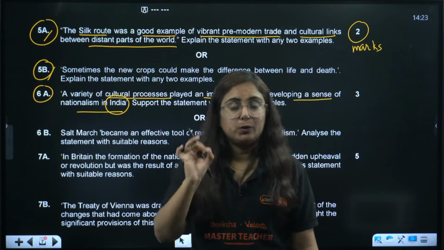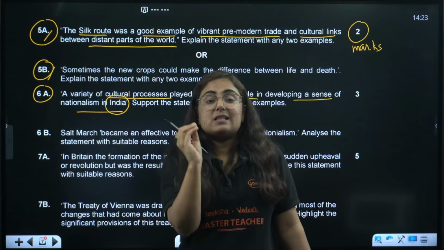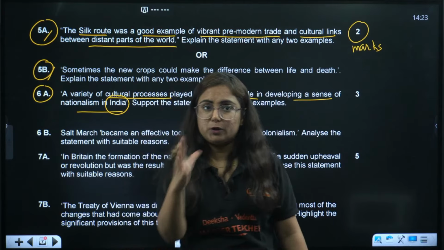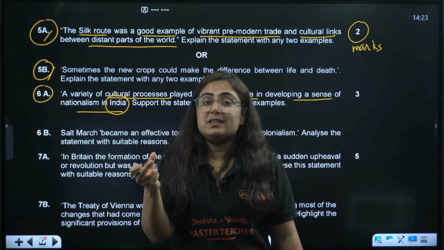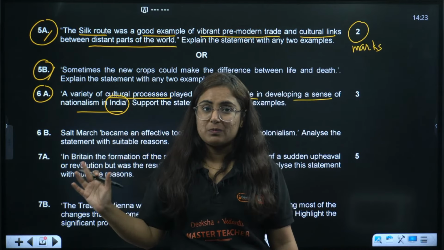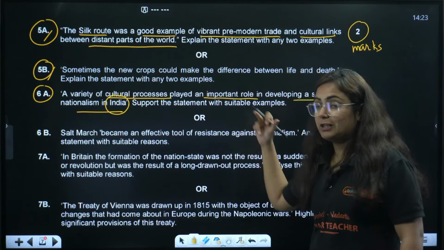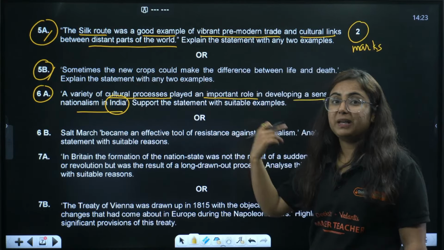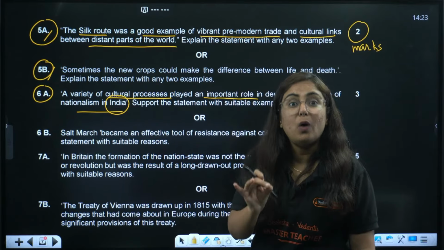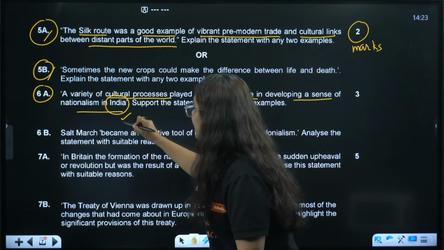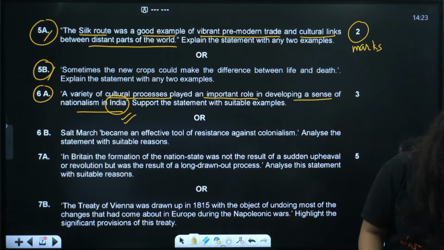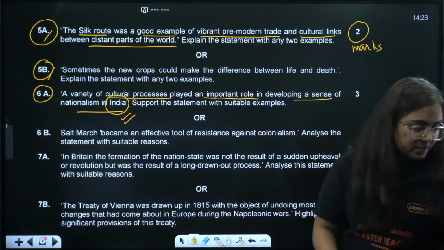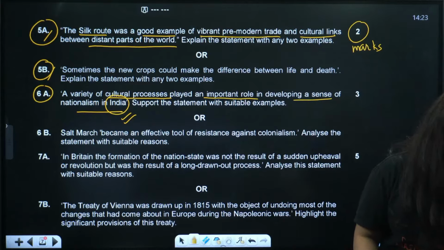What you need to read here is, see, there are certain similar questions in the chapter of Europe as well as in India. And if you miss reading this, then this can be a problem for you. Because here we know that cultural process made a change in the nationalism in Europe also and in India. But the question is asking about what? The question here is asking about India. You need to support the statement with suitable examples.